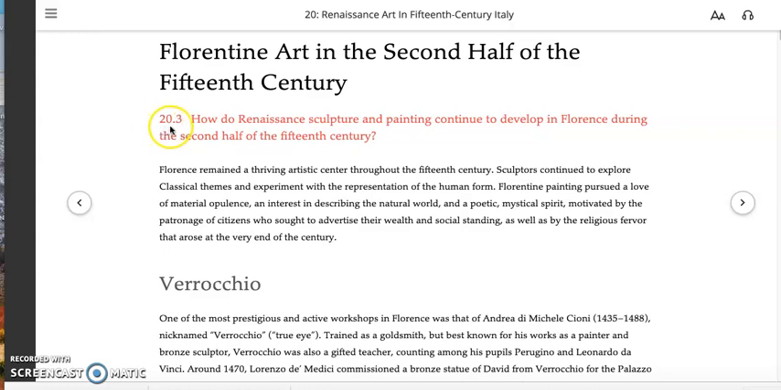So here in 20.3, we look at Florentine art in the second half of the 15th century, learning to divide the early Renaissance into sub-periods, to start thinking in the first third of a century or the first half of a century and the second half. I want you to focus particularly on the exploration of classical themes.